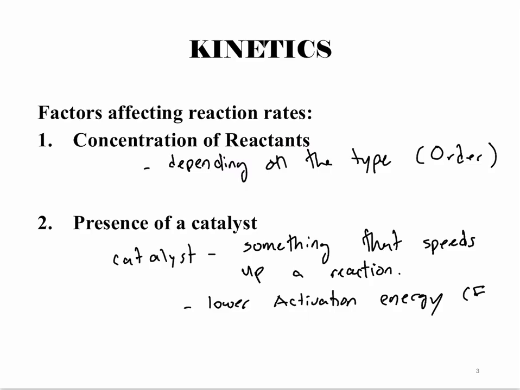And that's usually symbolized by EA. We'll talk a little bit more about that when we get to the Arrhenius factor. But it lowers the activation energy, and activation energy, as the name suggests, is just the energy that it takes for the reaction to happen. So if you lower that energy, the reaction happens faster.